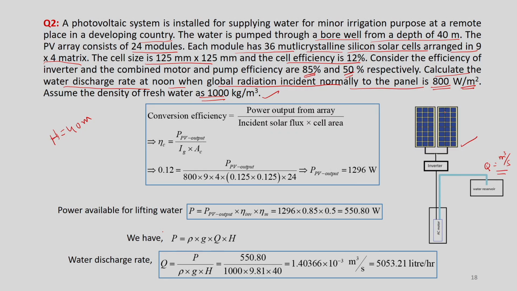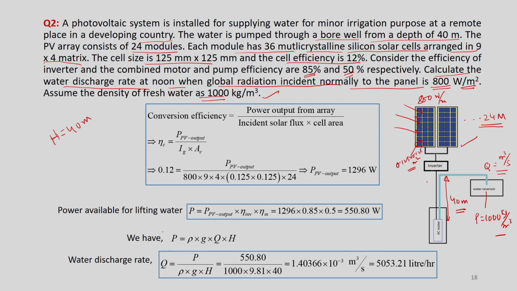So, there are 24 PV modules connected, and if we talk about the cell size, it is 0.125 by 0.125 meter square. The solar radiation falling onto this PV system is 800 watt per meter square. Here, the density rho is 1000 kg per cubic meter, and the head is given as 40 meter.